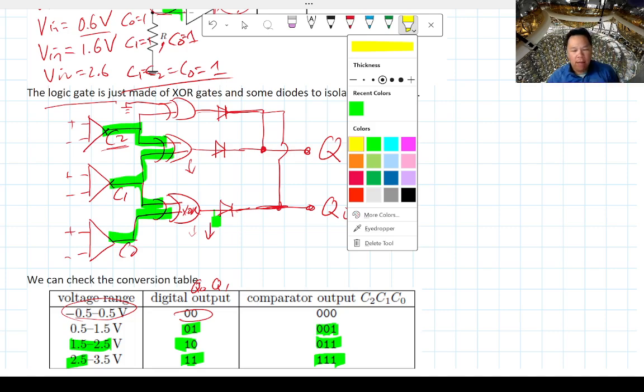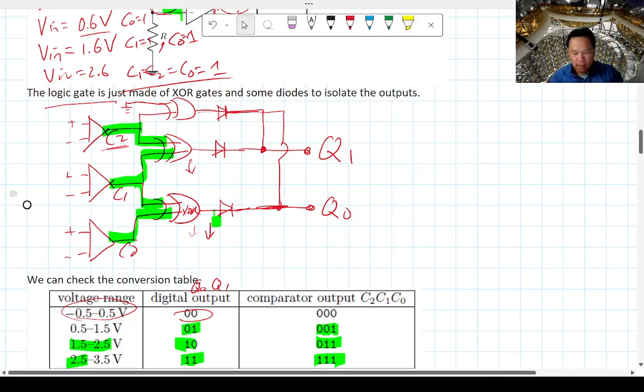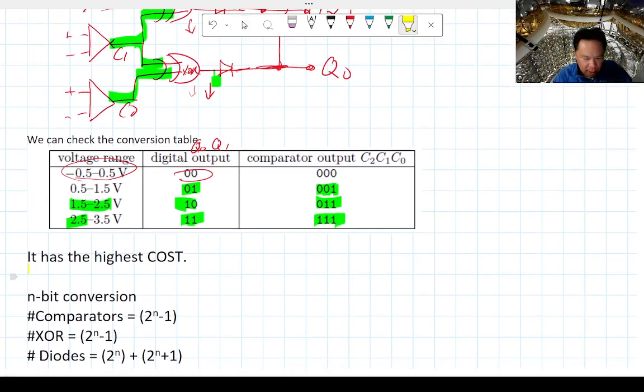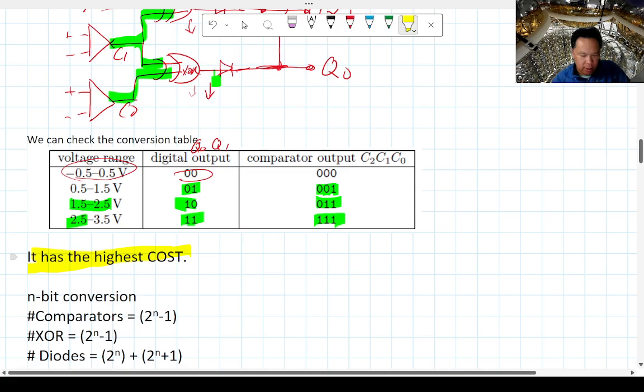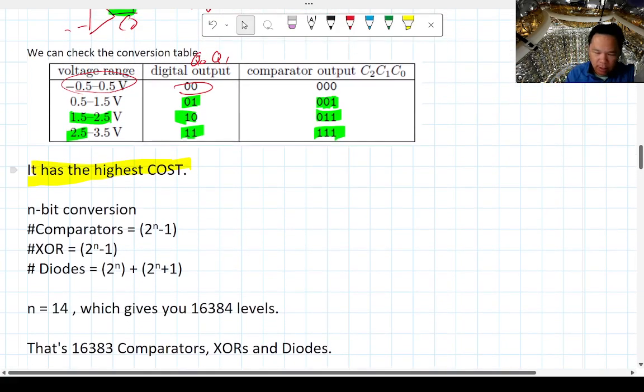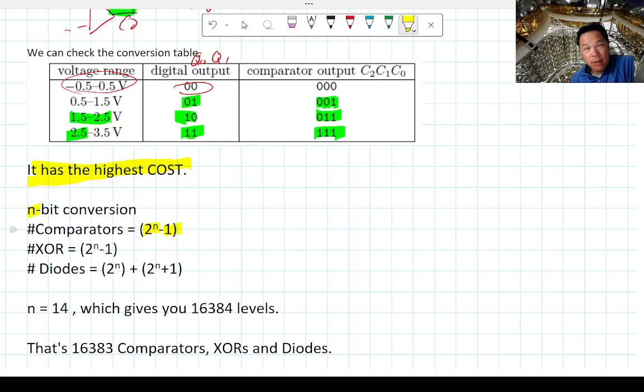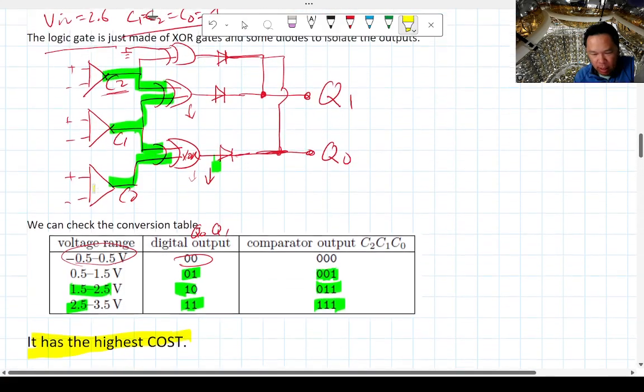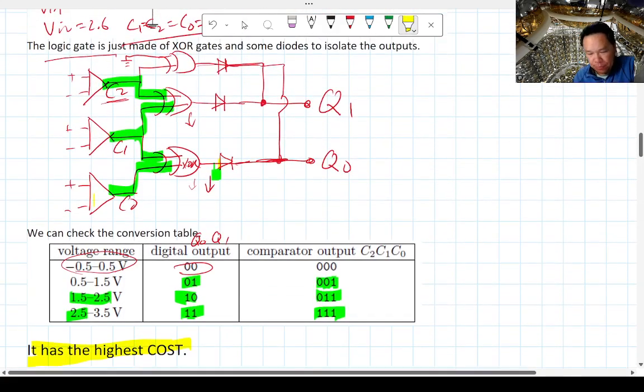And this is called flash ADC because it's fast. But it also costs the most. Why does it cost the most? That doesn't seem like a very expensive circuit. To do an n-bit conversion, you need 2 to the n minus 1 comparators. So you can see how this is going to start scaling up very, very quickly. And the number of XOR gates is the same, because for every comparator you have, you need an XOR gate.